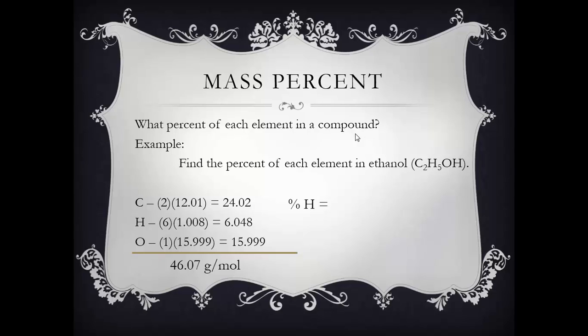Do the same thing for hydrogen. You have the total amount of hydrogen, which is about 6 grams, divided by the total, times 100, and you get 13% hydrogen. So of the mass in ethanol, 13% of it is from H. You do the same thing for oxygen. You have about 16 grams divided by the total, times 100, and you get 34.7% oxygen. Most important thing is make sure all your percents add up to 100, because that should be your total.